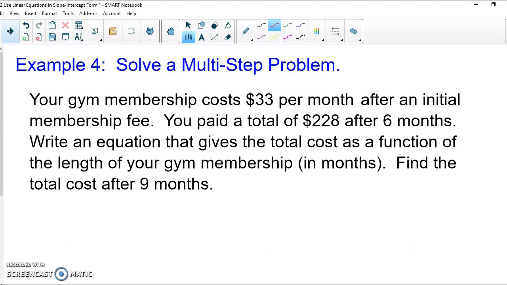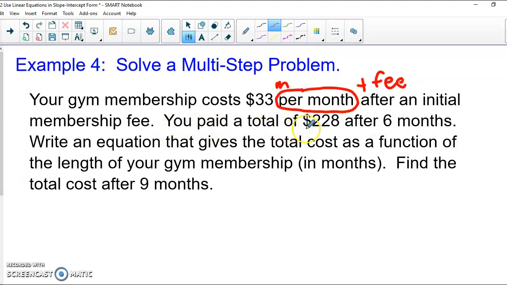So let's check out a multi-step problem here. Your gym membership costs $33 per month. Right off the bat, I'm noticing per month, so I'm thinking, okay, I'm probably going to multiply this by a variable such as m, but it costs that much after an initial membership fee. So I'm also going to add some kind of fee to this $33 per month. I paid a total of $228 after 6 months.